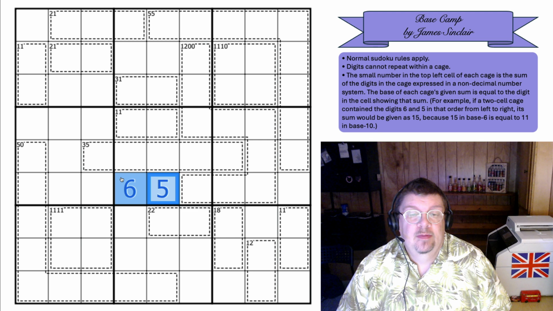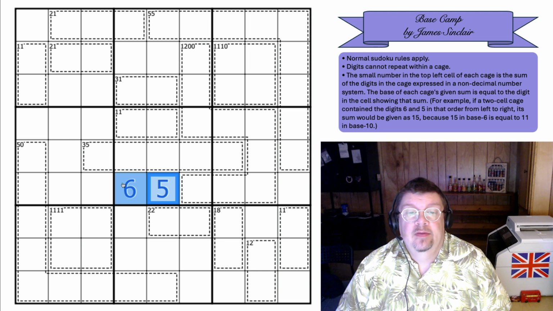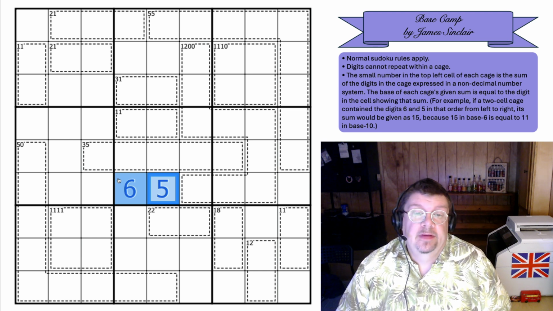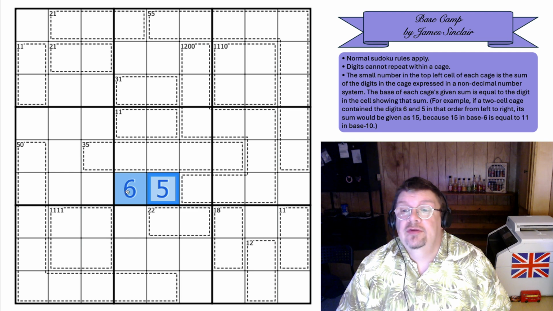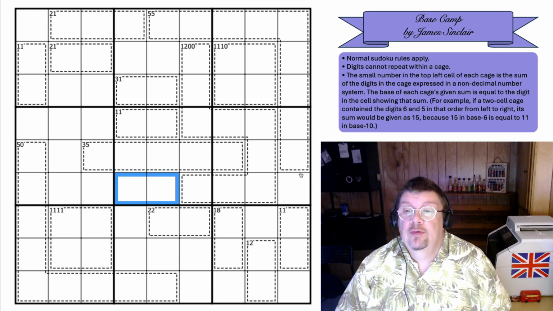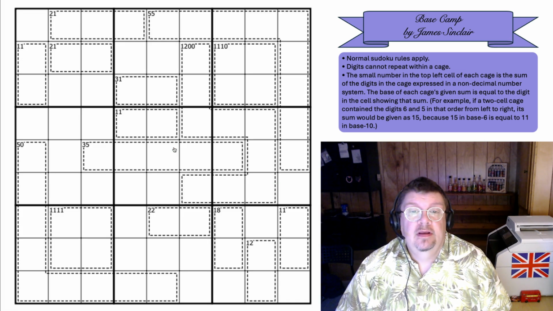And I'll explain a bit more about bases in a bit, but that's that. And I think I'll explain about the bases as part of the solve. Because 1, 5 in base 6 is equal to 11 in base 10. So that's how that works. That is actually all the rules, so I am now going to restart the puzzle to reset the timer, and let's begin.